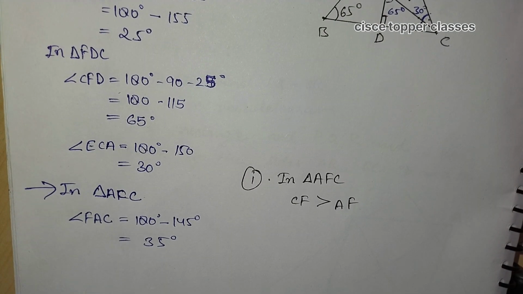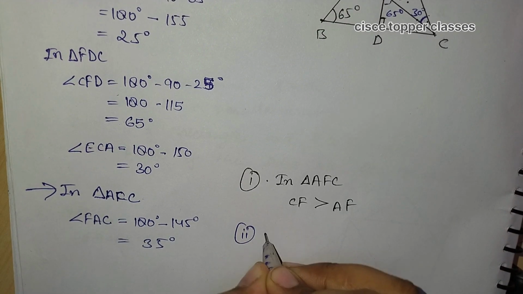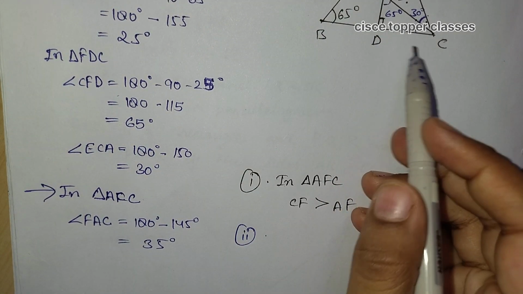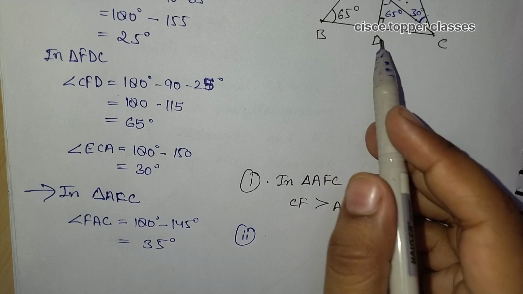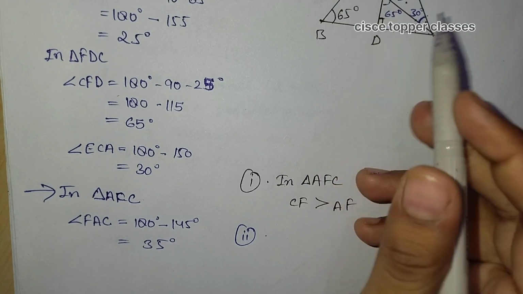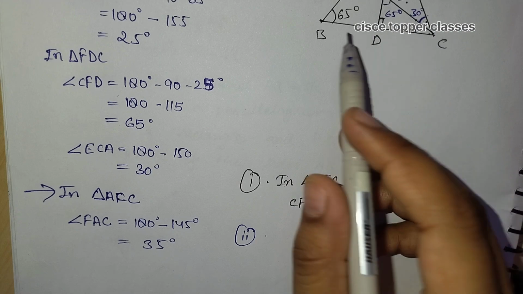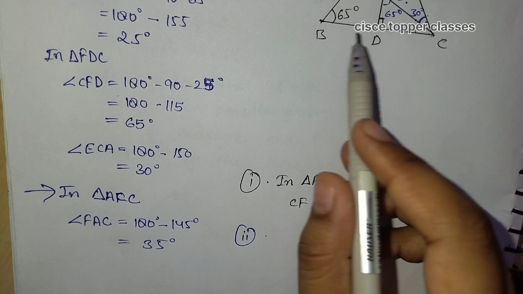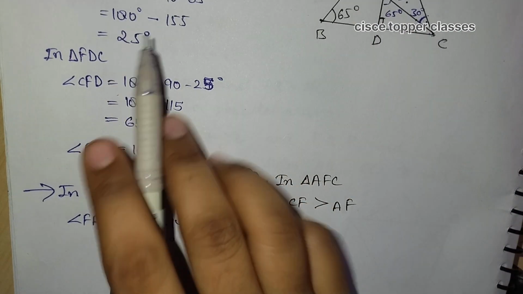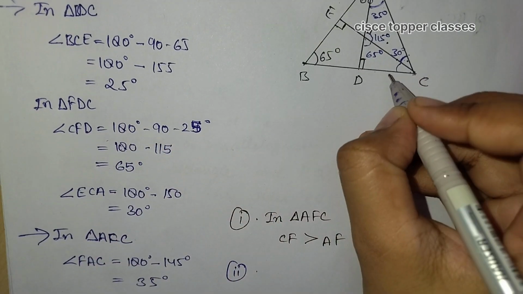Now we have to prove the second part, which is that DC is greater than DF. Meaning this line is greater than DF. So simply we have angle here. From here we can find this angle, which is BCE. BCE we have previously found that this is 25 degree.